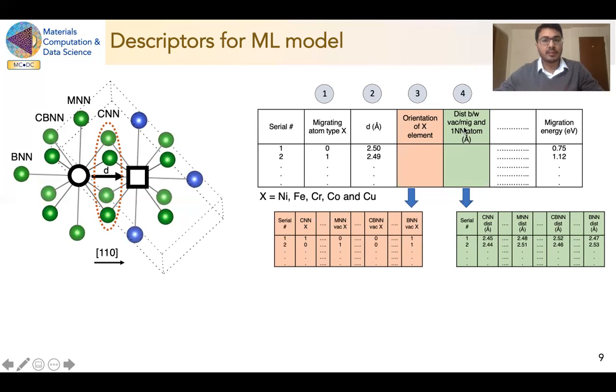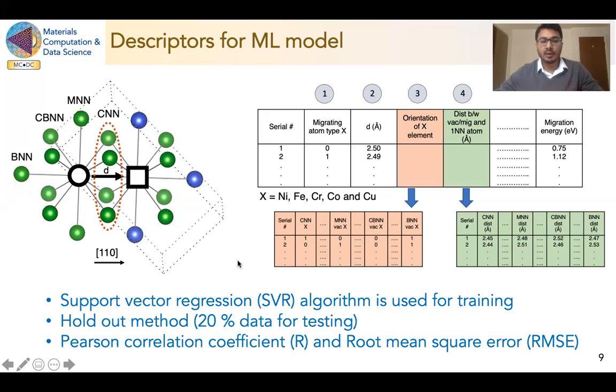And lastly, the fourth type of descriptor is the distance between the migrating atom, the vacancy, and their nearest neighbors. So for example, again, the distance between the migrating atom and the BNN atom, and so on, because we are recording all the distances with their nearest neighbors. Now, the important point to note here is that all these descriptors are based on the perfect supercell, so when you want to predict the migration energy, you do not need to do any extra calculations.